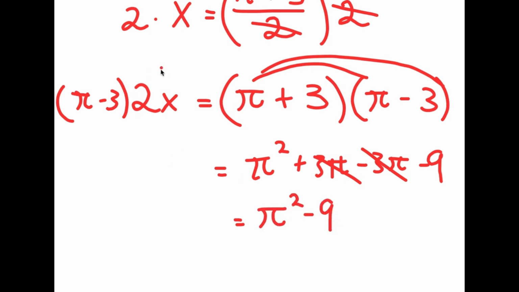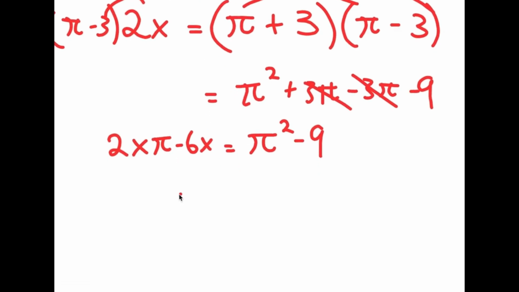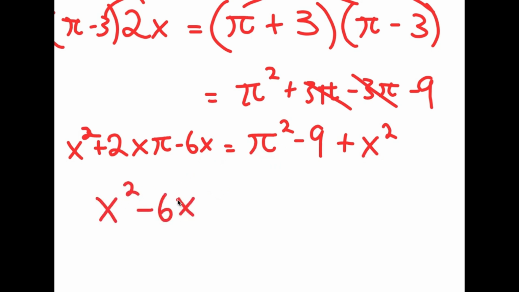And for my left-hand side, I can distribute the 2x, so I get 2x pi minus 6x. And now from here, I'm going to add x squared on both sides. So I have x squared plus 2x pi minus 6x is equal to pi squared minus 9 plus x squared. And let me just reorder this real quick. I'm going to write this as x squared minus 6x plus 9, so I'm going to add 9 on both sides.